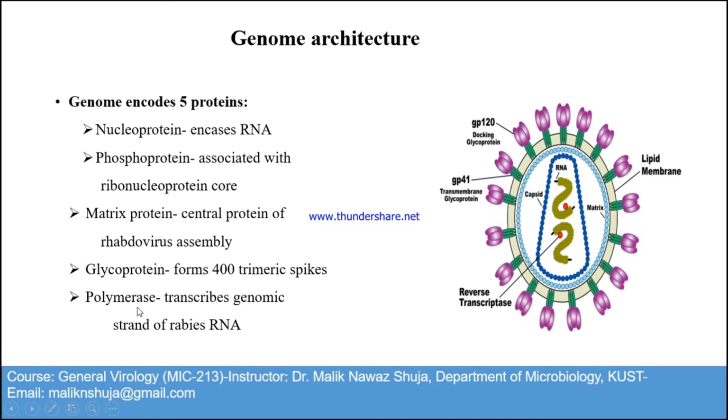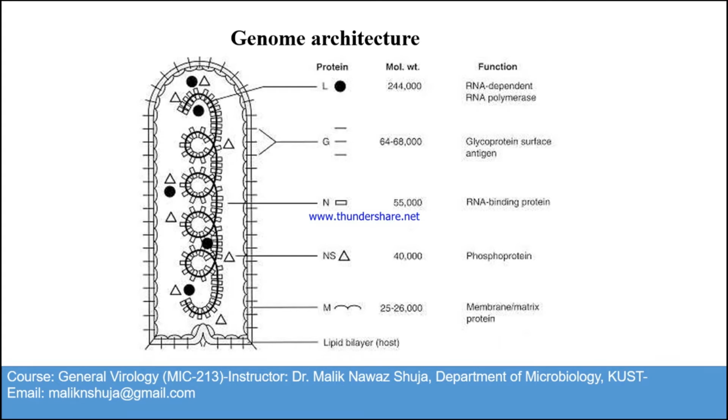The final one is the polymerase, which transcribes the genomic strand of the rabies RNA. These are the five proteins encoded, and in this column we can see the molecular weight of each protein. We must also know the function of each gene encoded in the RNA. For example, L encodes the RNA-dependent RNA polymerase, and the glycoprotein also serves as a surface antigen, and so on.